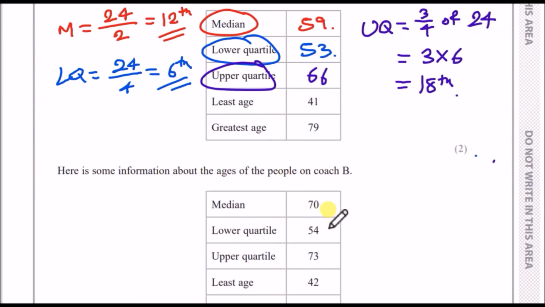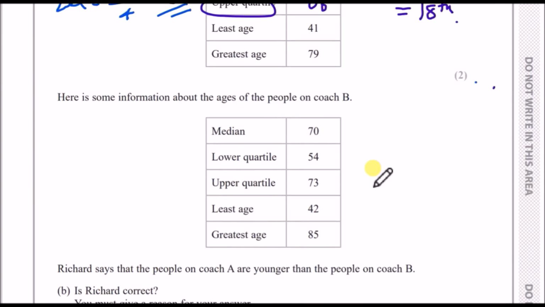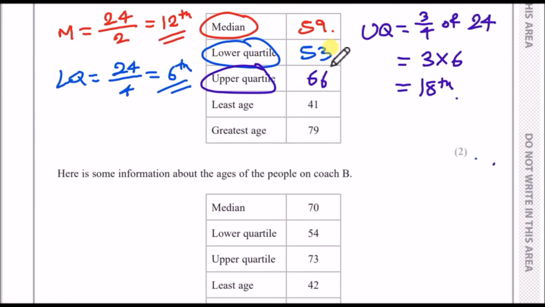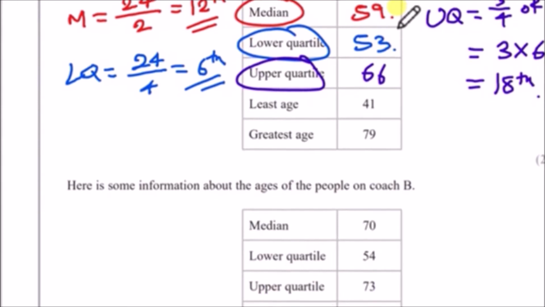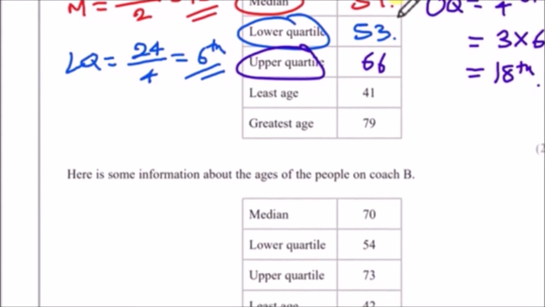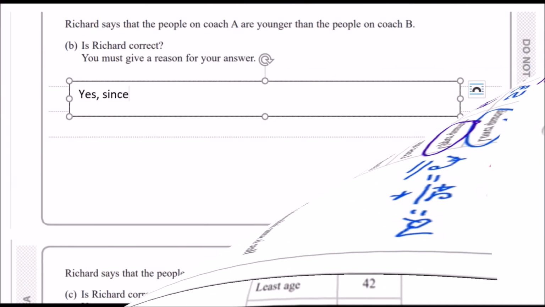Okay, so we've got the same kind of data, but this one's filled out. Now, Richard tells us that the people on A are younger than those on coach B. Is he correct? Well, to show that someone is younger, coach A needs to have lower values than B. Looking at the median, that's lower than B's. Lower quartile is lower, upper quartile is lower, and even the least age is lower as well.